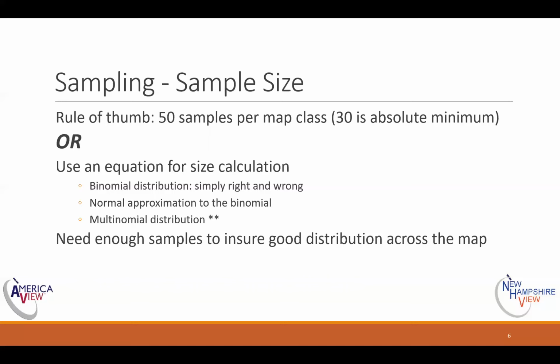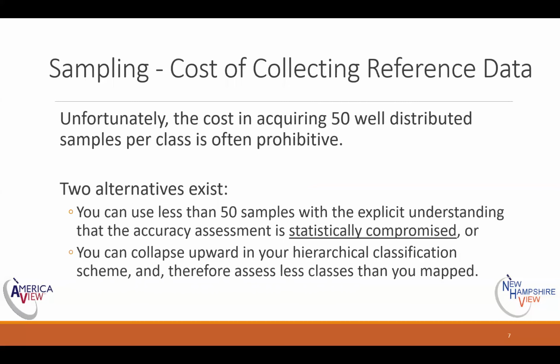But you need to have enough samples. You need to make sure you have a good distribution across your map as well, and that's where it comes down to your sample scheme to think about that. Remember that the cost of collecting reference data is expensive, so sometimes it's prohibitive, and you can't do it. So what are the alternatives to that?